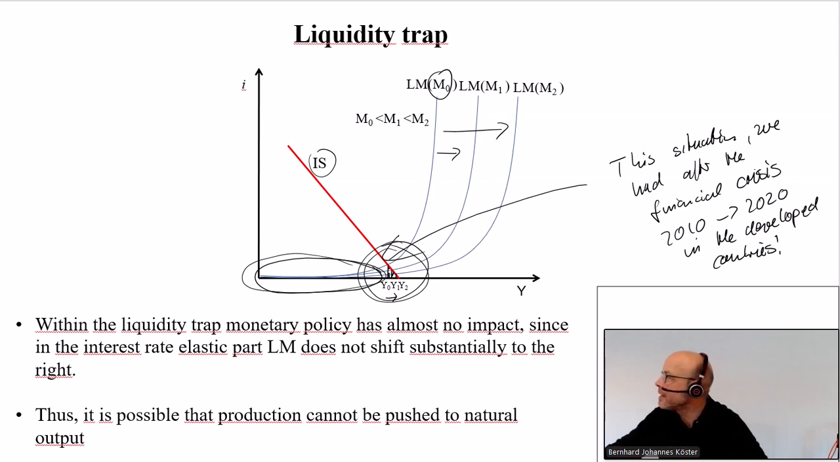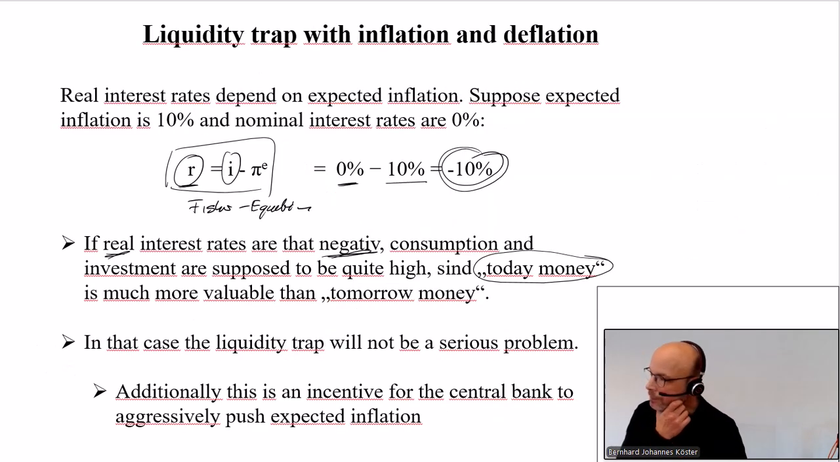And one explanation is that within these times we were in this very interest rate elastic money market, so in this very interest rate elastic part of the LM curve. Yeah, and then we talked also about expectations and especially about inflation expectations, and that these expectations are very, very important.